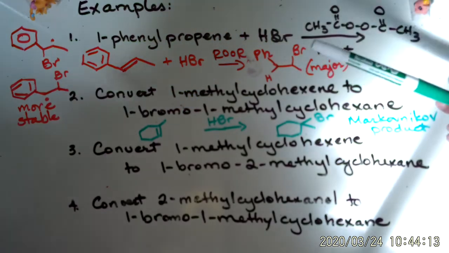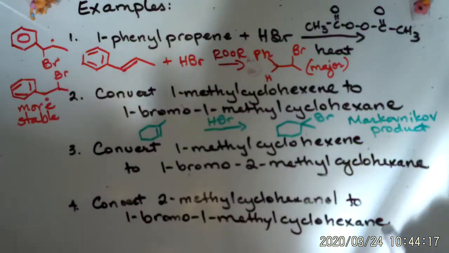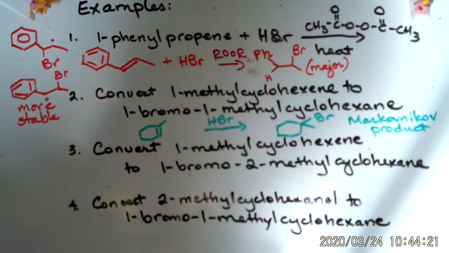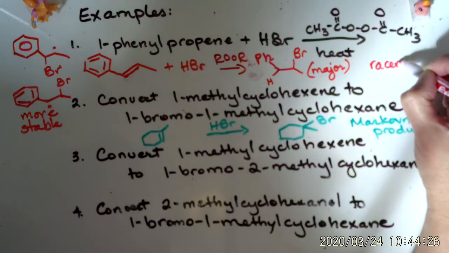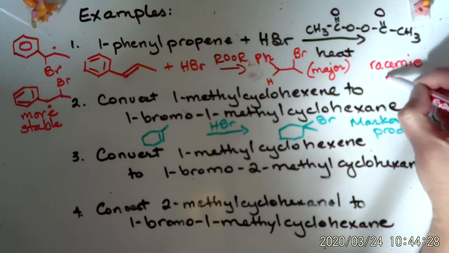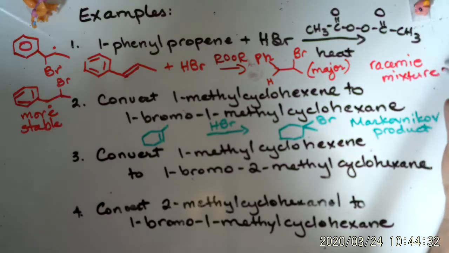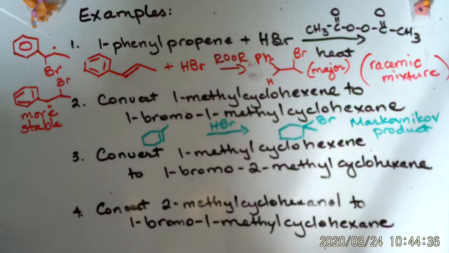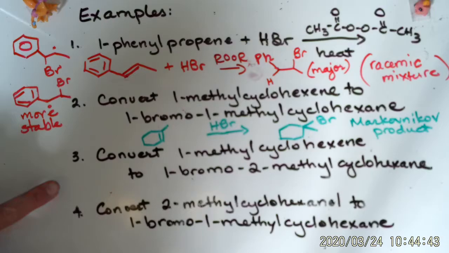But it turns out, since I started off with something that was sp2, I would be getting a racemic mixture here. So we draw it flat. That looks good. Make sure you are aware that you are forming a racemic mixture. Okay? So, let me erase this and give me space for 3 and 4.